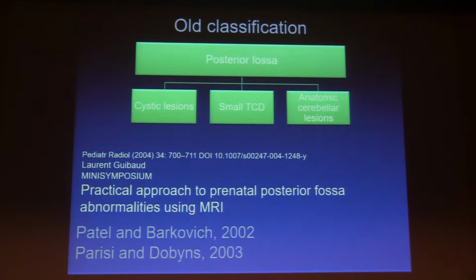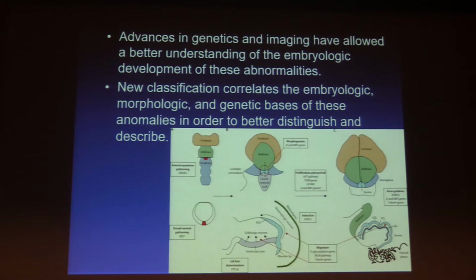I'm going to talk a lot about ultrasound, and I thank many people here in the audience, and some I will give credit for all the ultrasound, because I do not perform the prenatal ultrasound myself. And then there are the focal anatomical cerebellar lesions. And this is all Patel and Barkovich and Parisi and Doherty. This was at the beginning of 2002, 2003, and of course Laurent Guibaud has written a lot about it. Well, this is all passé, no more old classification.